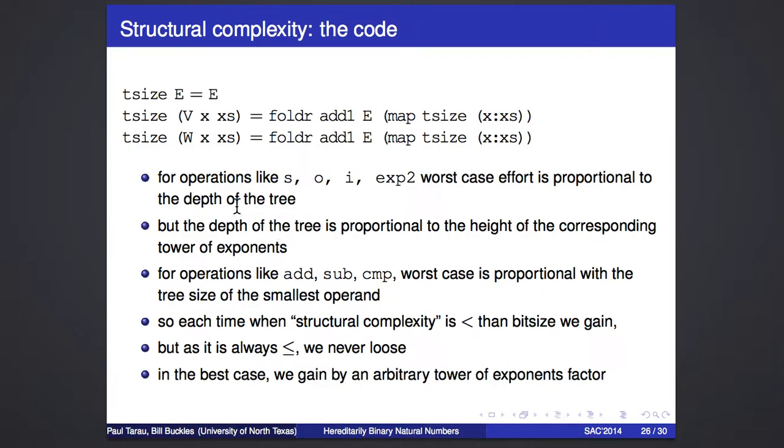What we get is that for operations like S, O, I, and exponent of 2, the worst case effort is proportional to the depth of the tree that would be measured by the iterated logarithm. But the depth of the tree is proportional to the height of the corresponding tower of exponents, so we can handle very large numbers here, provided they are structurally simple, they do not have too many nodes. So the limit becomes the number of nodes in the tree rather than the bit size. For operations like add, sub, and comparison, worst case is proportional to the tree size of the smallest operand, typically.